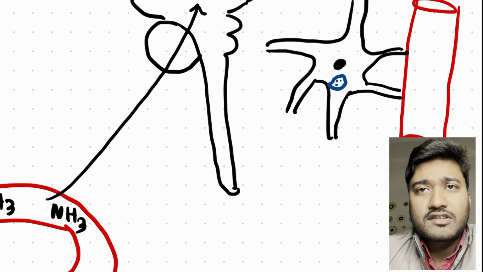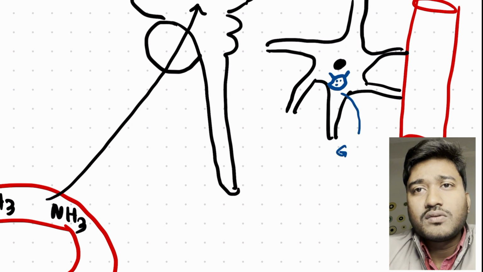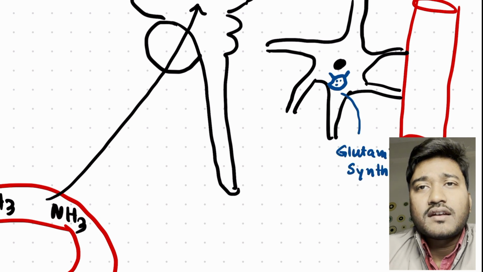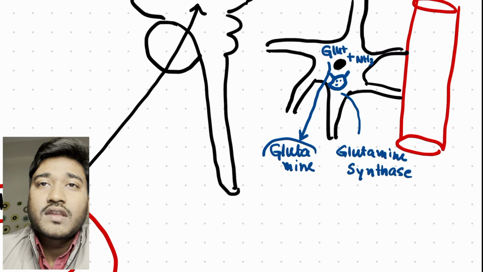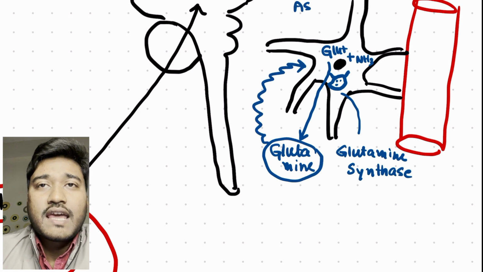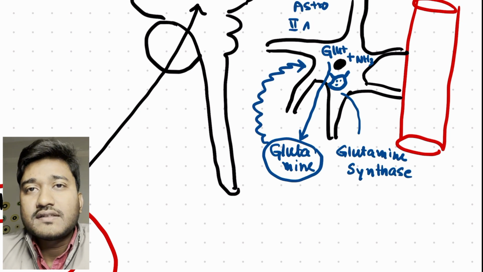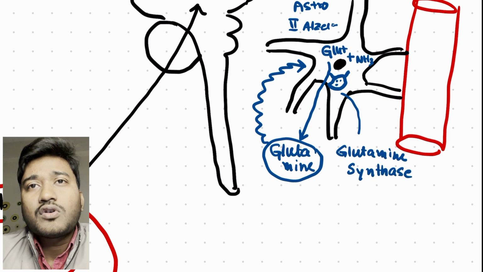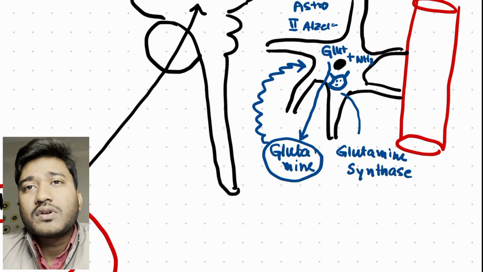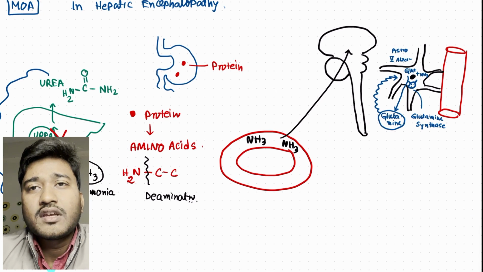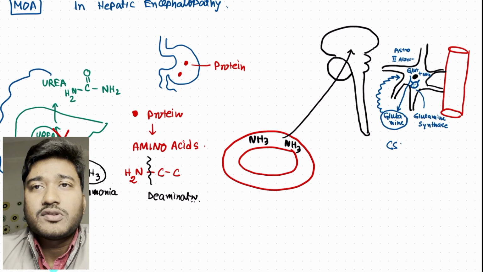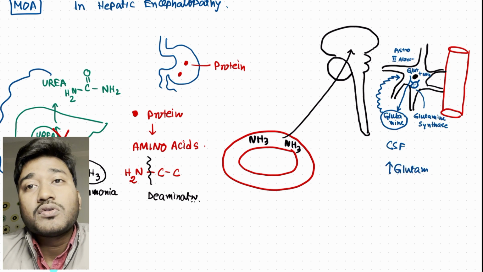This is basically an astrocyte. Within the astrocyte there is glutamine synthase, and this converts glutamate plus ammonia into glutamine. This glutamine is very toxic to these astrocytes, or type 2 Alzheimer's cells. So automatically the glutamate concentration reduces within the cell, but we don't know the mechanism.